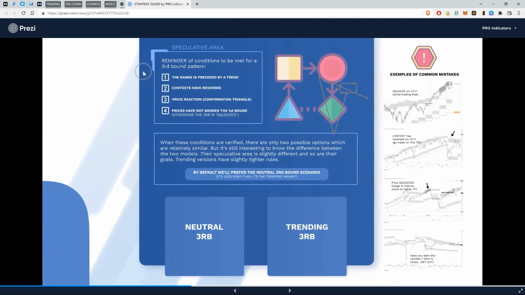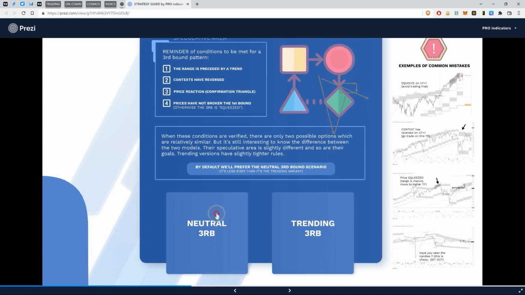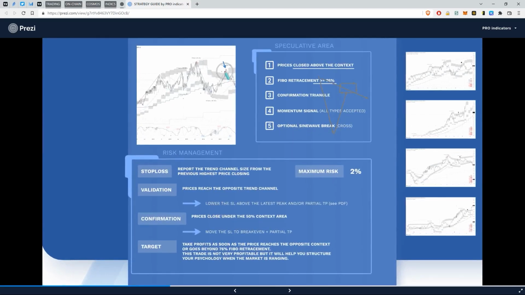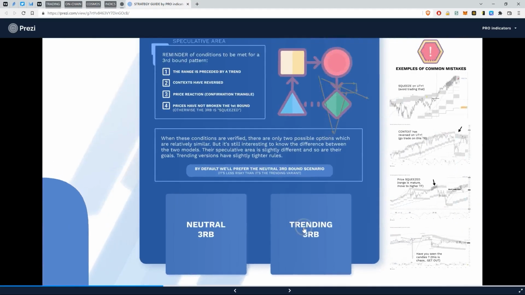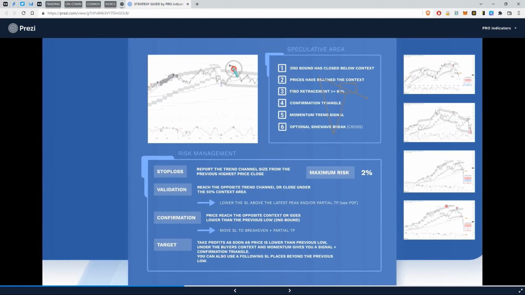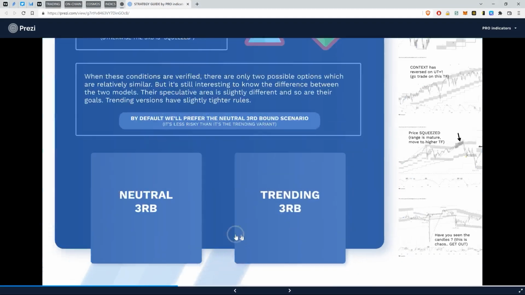The third range bound context, okay: the range is preceded by a trend, the context has reversed, there's a price reaction, a confirmation triangle, and prices have not broken the first bound. We don't trade if the price is at the double top area. Then there are two types of third range boundaries. The neutral, which requires you to be trading above the resistant context with at least 76% Fibonacci, or the variant, which is a bit more aggressive, that allows you to trade inside the context, but this one requires a trend signal on the momentum.